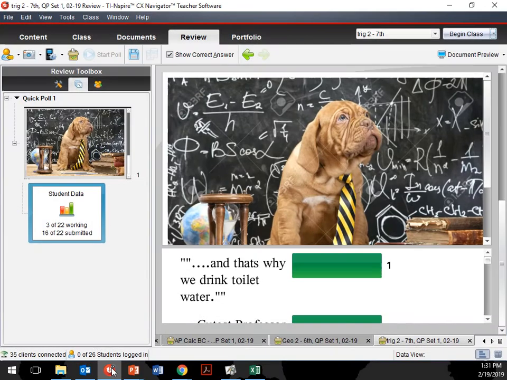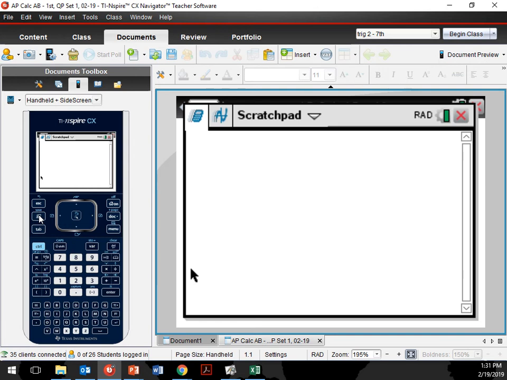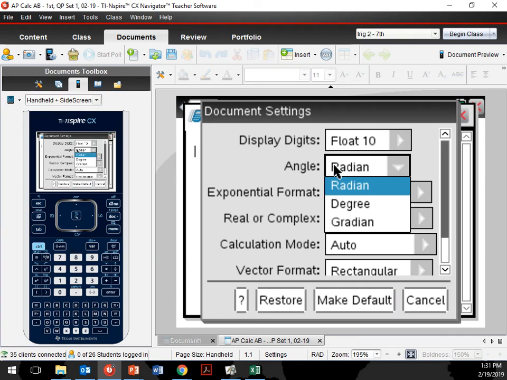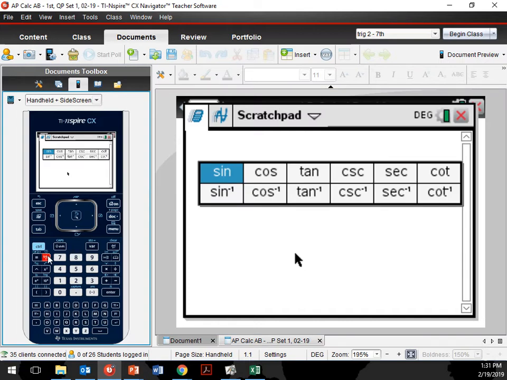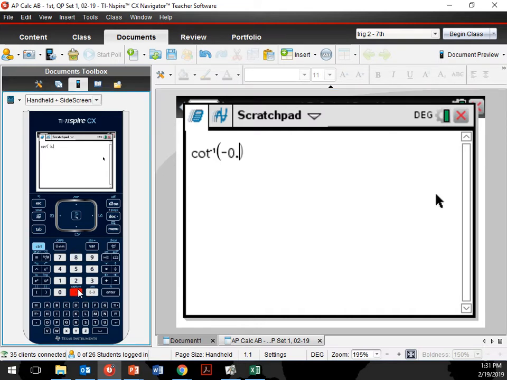So, let's go calculator, documents, scratch pad. So I am changing it to degree, make default. There we go. And it said arc, was it cotangent? Yeah. Okay, there we go. What was my number? Negative 0 point what? 3541. Yeah. Okay.